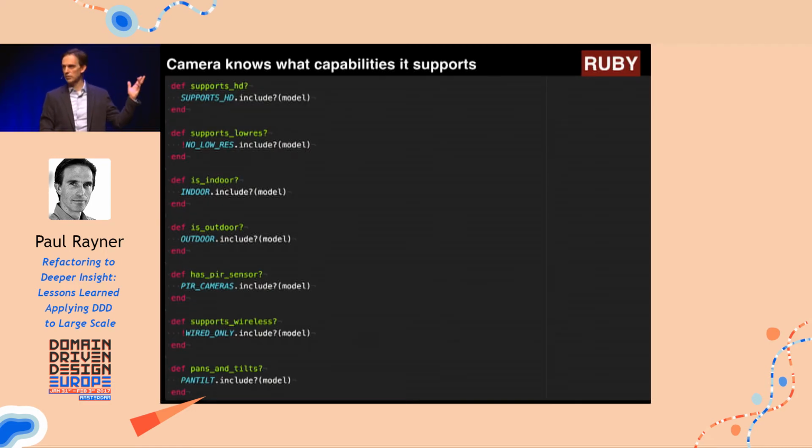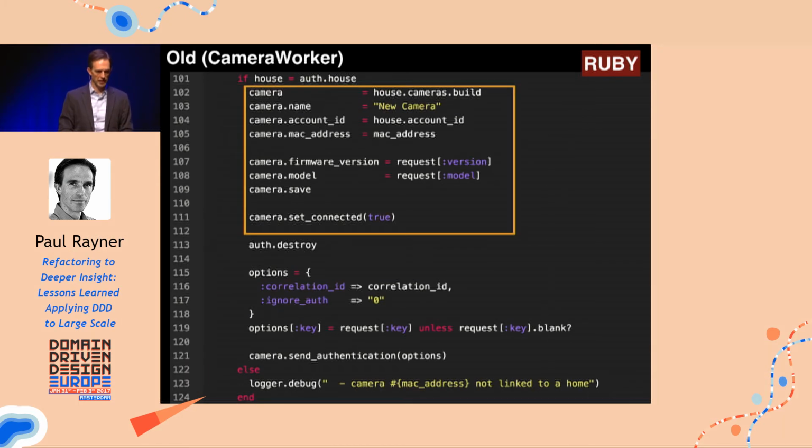So one of the things we started doing was we started making the camera more aware of what its capabilities were. So does it support high definition? Does it support low res? Is it an indoor camera? Is it an outdoor camera? So we could ask the camera questions about itself without having to dig inside the internals of the camera.